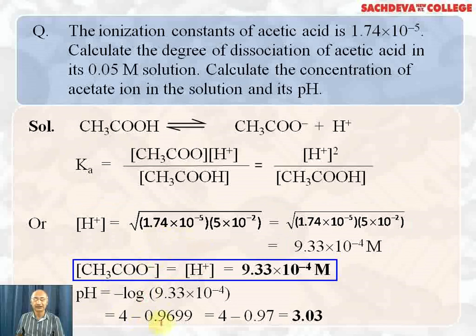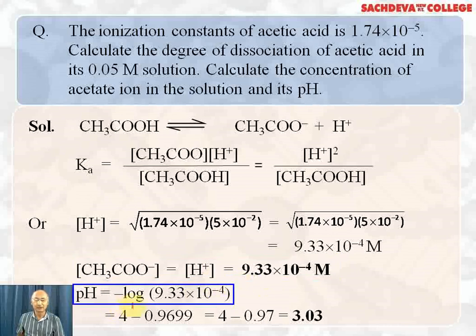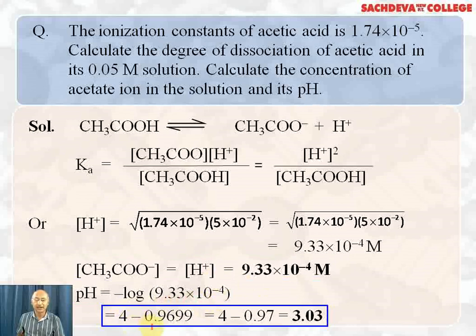So the molar concentration of acetate ion equals [H+], equal to 9.33 into 10 power minus 4. pH will be equal to minus log of 9.33 into 10 power minus 4. 4 minus 0.9699, 4 minus 0.97, 3.03 will be the pH.